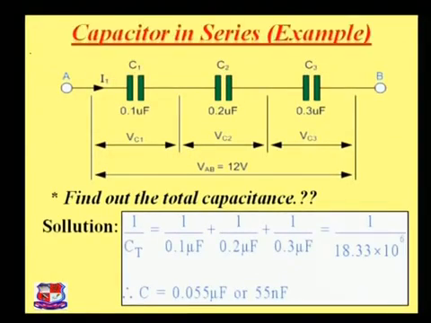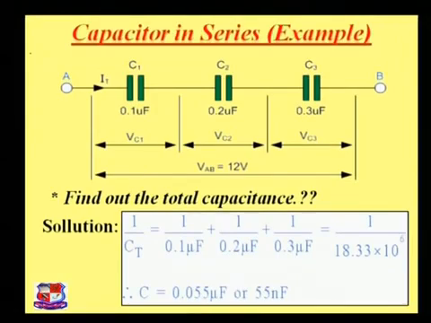Now just take one example of series capacitors. Here you can see that between two terminals A and B, there are three capacitors connected in series, C1, C2 and C3. The capacitors have different values: 0.1 microfarad, 0.2 microfarad and 0.3 microfarad, and the overall voltage which we are applying between the two terminals A and B is 12 volts.